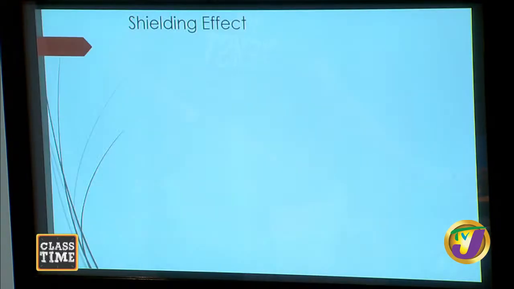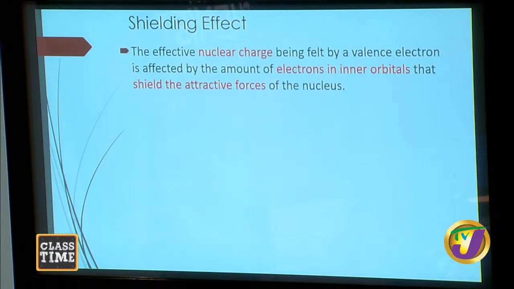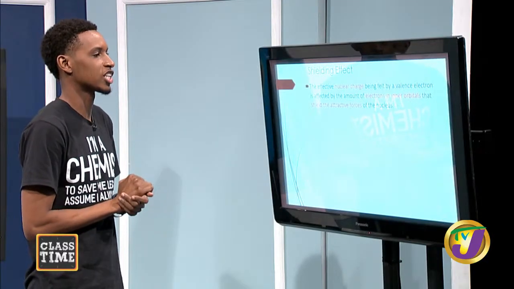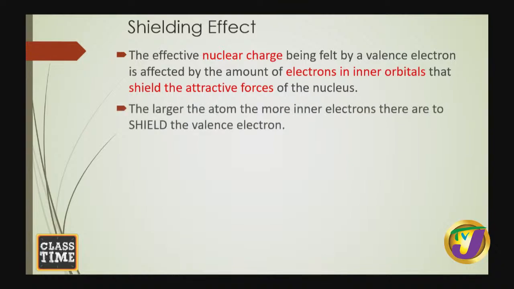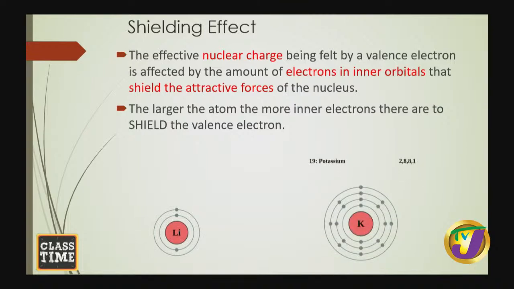There's also the shielding effect. And the shielding effect is very similar to the size of the atom, in that it states that the effective nuclear charge being felt by the valence electron is affected by the amount of electrons in inner orbitals that shield the attractive forces of the nucleus. Now, I like to use lithium as my example.